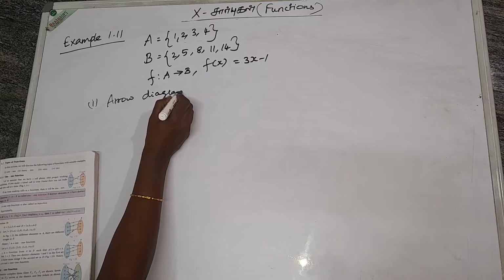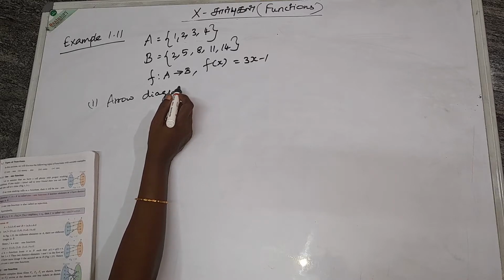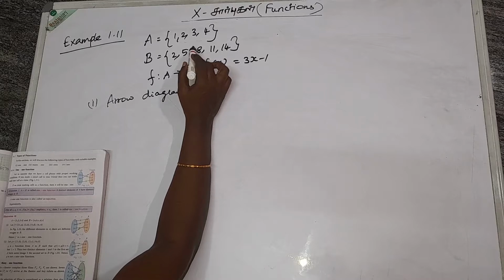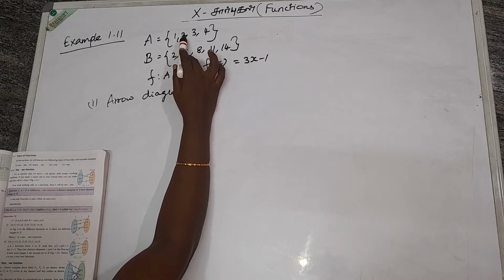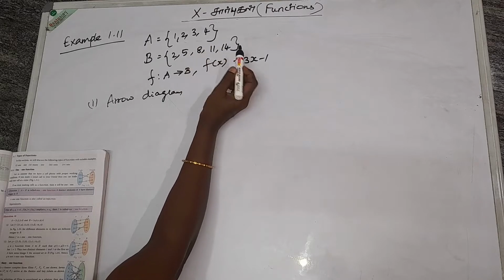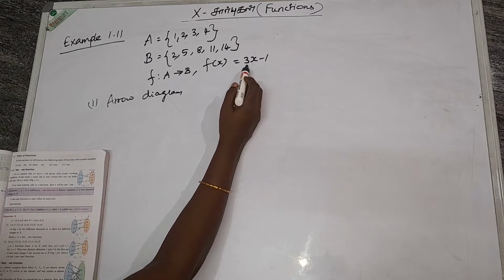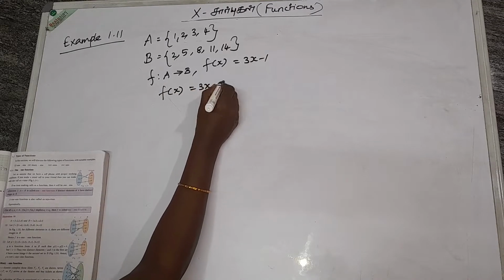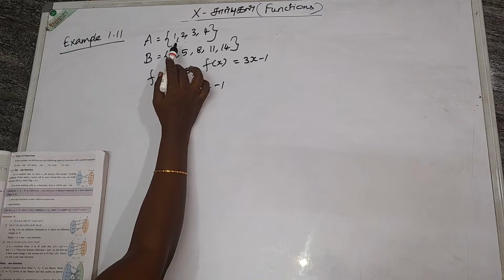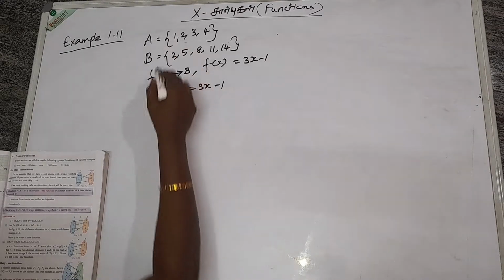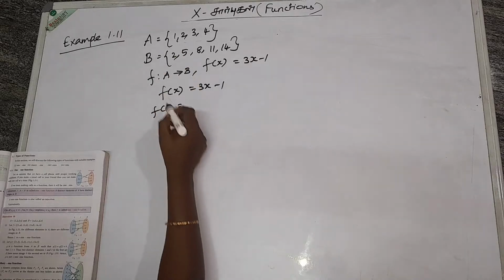See here, to find the arrow diagram, first we have to find out, here it is the domain and it is the codomain. So what is the image of 1, what is the image of 2, what is the image of 3 and what is the image of 4 in the codomain? We don't know. Using this function we have to find it first. So here f of x equal to 3x minus 1 is given. So first you have to take the first one from the domain, f of 1. What is the image of 1? Image of 1 is f of 1.